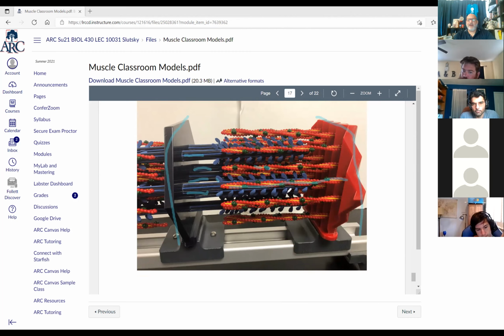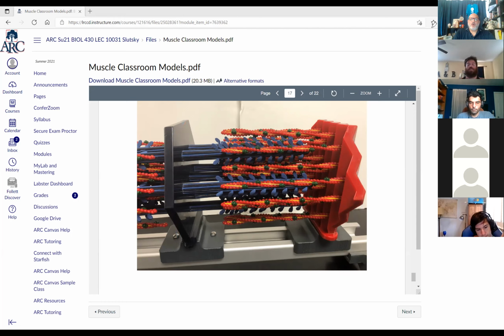What do you think the yellow lines on this represent? Tropomyosin, there you go, the regulatory proteins. And then the little green ones then must be what? Troponin? Yeah, the troponin, which is going to move it out of the way. You are absolutely, positively, guaranteed, 100% certain to see these models on the exam.